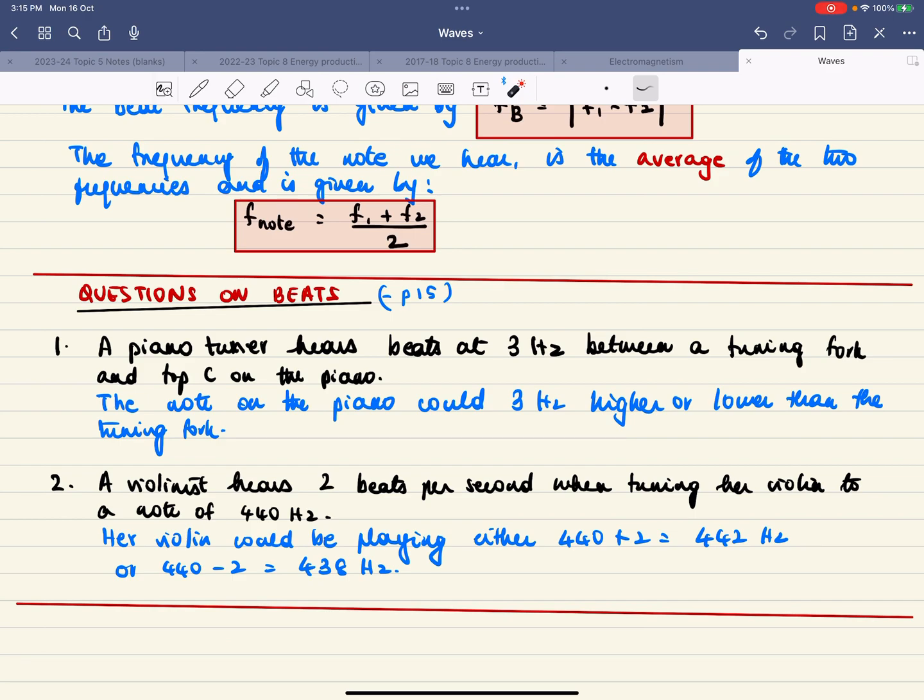So this one, a piano tuner hears beats at 3 hertz between a tuning fork and top C of the piano. So what are the possible notes? It could be 3 hertz higher or 3 hertz lower. Okay, and then here, a violinist hears 2 beats per second when tuning her violin to a note of 440 hertz. So it could be hearing 2 more, 442, or 2 less, 438 hertz.